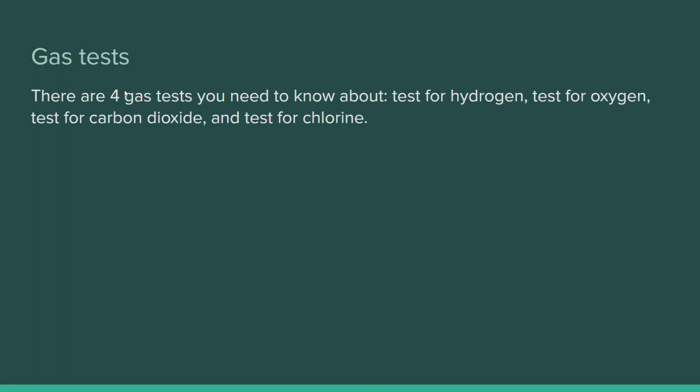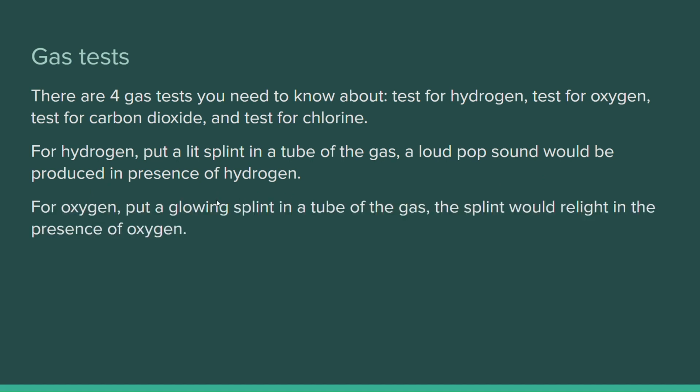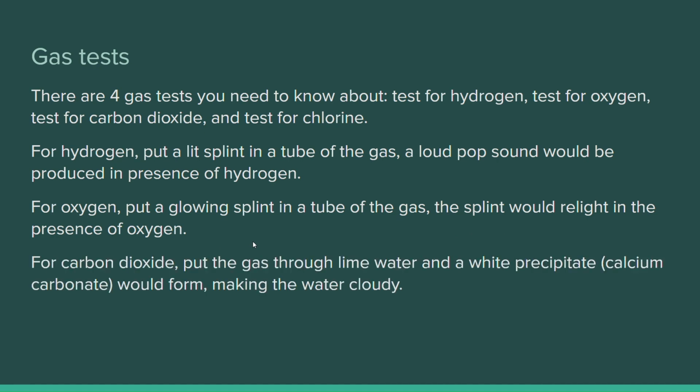So there are tests for gas. There are 4 that you need to know about: the test for hydrogen, the test for oxygen, the test for carbon dioxide, and the test for chlorine. For hydrogen, you put a lit splint in a tube of the gas, and a loud pop sound would be produced if there's hydrogen in that tube. For oxygen, you put a glowing splint, like one that's been blown out but is still glowing, in a tube of the gas. And if there's oxygen in that tube, it would relight because oxygen's a fire accelerant.